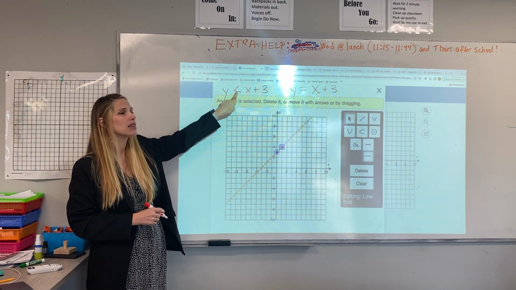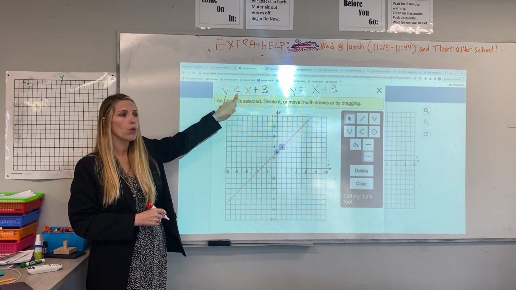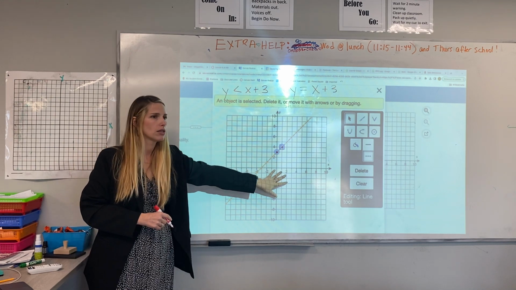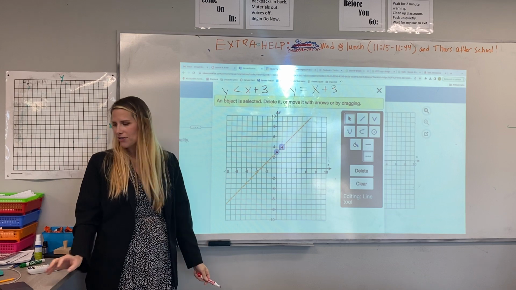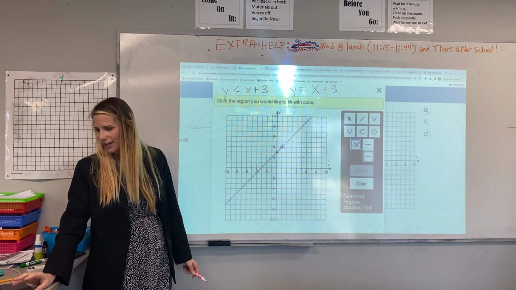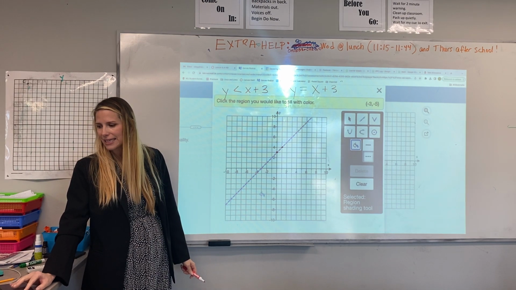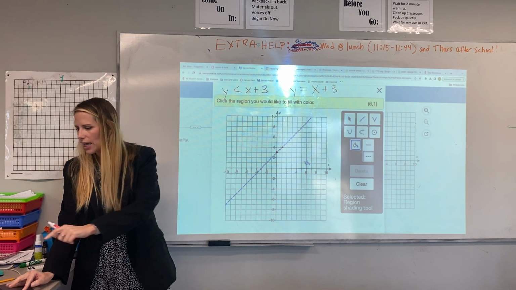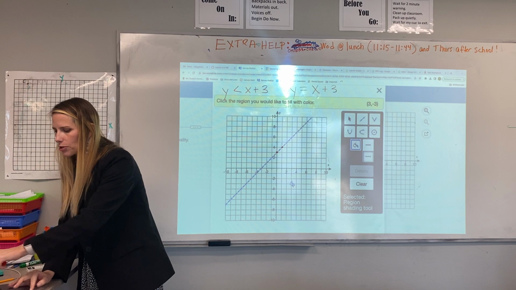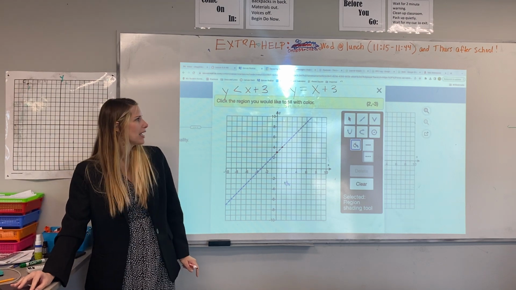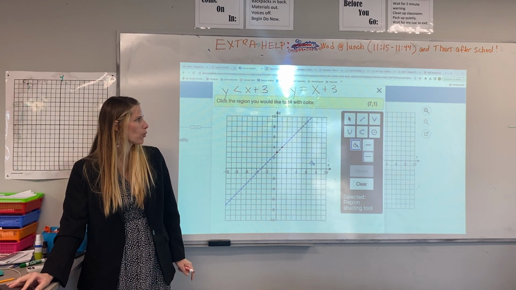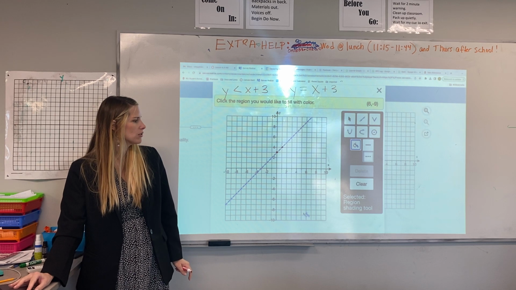This is y is less than. Less than means go lower than the line. And that little bucket of paint is how to do it. I know, I love this little bucket of paint. You just click on it, and then you click anywhere in that shaded area. But look as I move, all these numbers that are changing, every time I move it, it's just naming all of those coordinate pairs that are part of the solution.